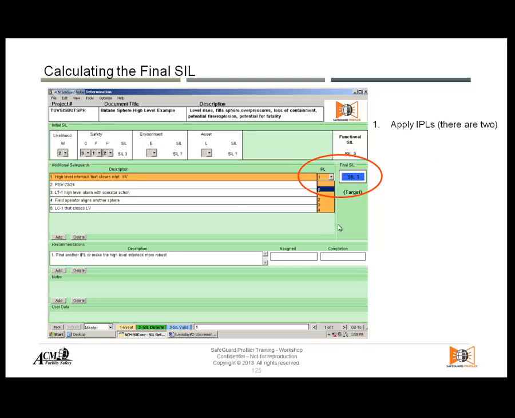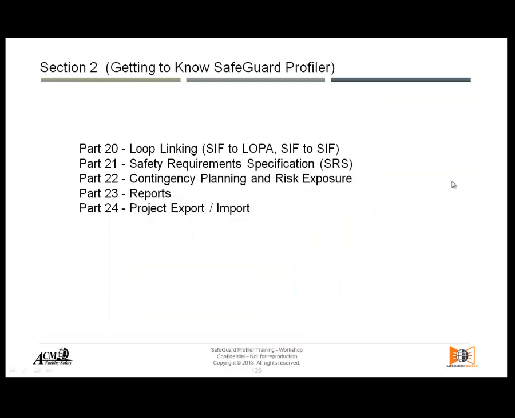So we went from a SIL 3. Here you can see SIL 3, and we take 2. So SIL 3, SIL 2, and then SIL 1, which equals the final target SIL after applying all the safeguards. So for example, a SIL 1 was required. So that's the way the 2 methodologies available in SafeGuard Profiler work, layer protection analysis and risk graph. So now we're going to go into this section, getting to know SafeGuard Profiler.